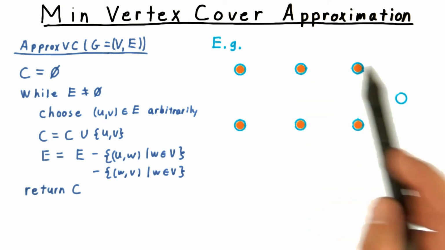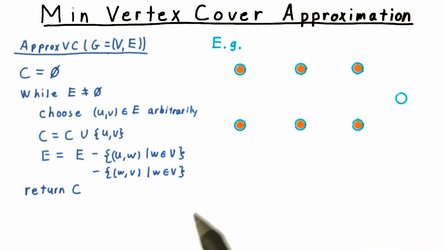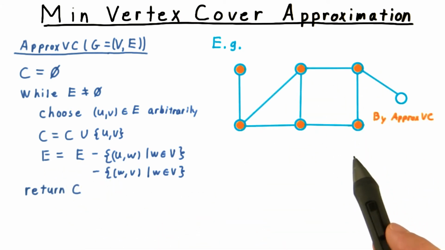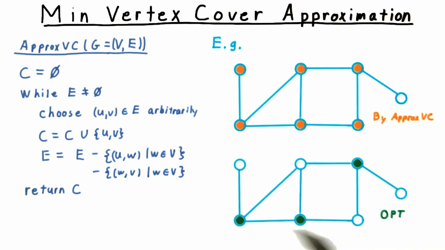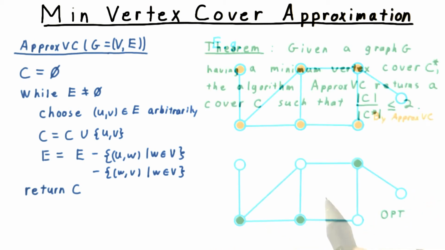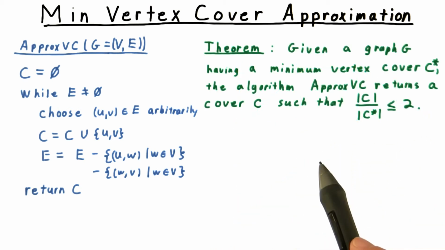This set C, which we've chosen, must be a cover. Looking back at the original graph, it's not too hard to see that this cover of 6 vertices is not a minimum one. Here is an optimal cover. It only has 3 vertices. So this Approx-VC algorithm returned a cover twice as large as the optimal cover. Fortunately, this is as bad as it gets.